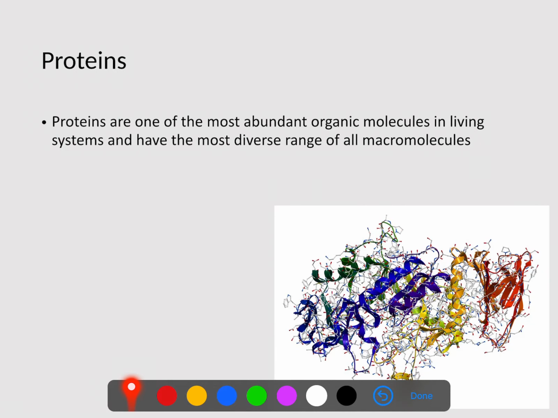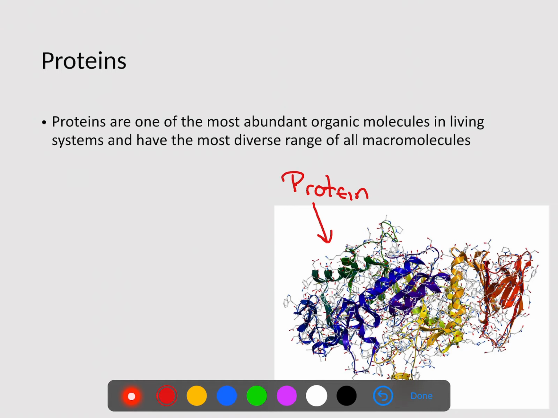Now, proteins are one of the most abundant organic molecules in living systems and have the most diverse range of all macromolecules. So if you look here, this is an example of a protein made of many different individual parts.